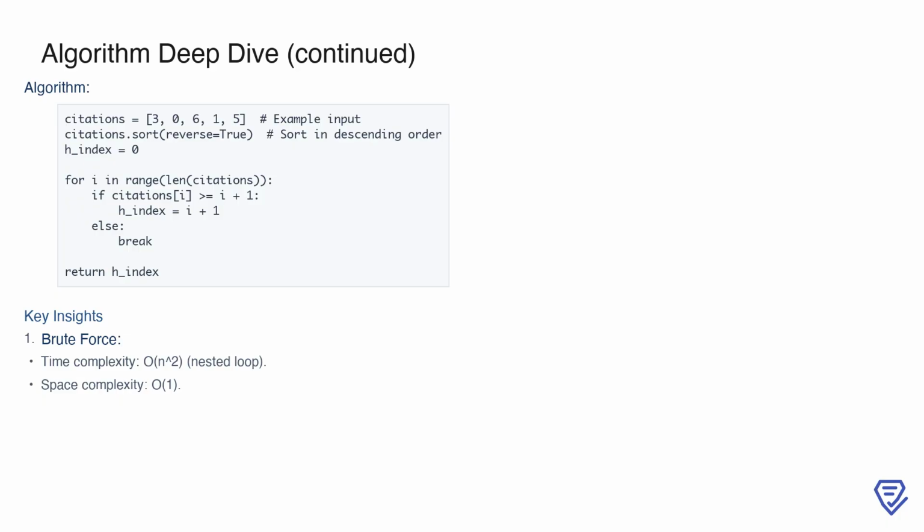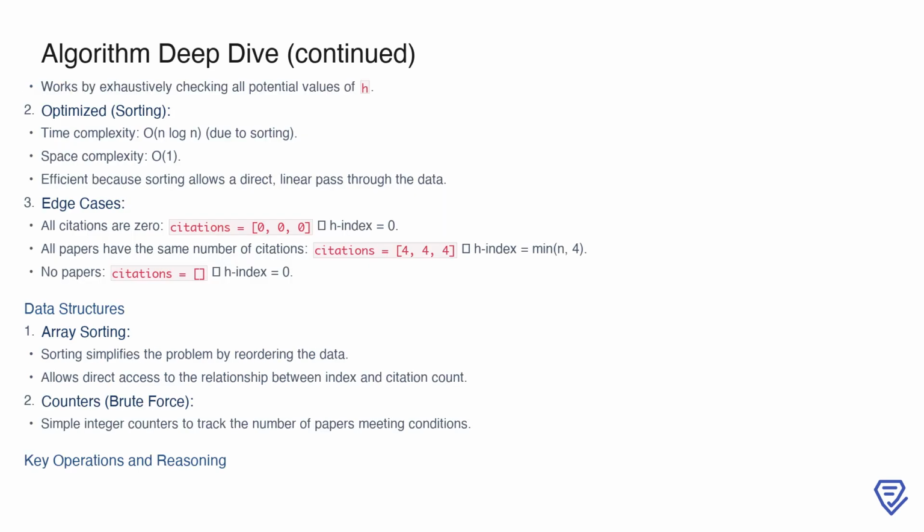This method ensures that we only perform a single pass through the array after sorting, significantly reducing the computational complexity compared to the brute force approach. The sorted array reveals the relationship between the number of papers and their citation counts directly, making it easier to calculate the h-index efficiently. To compare the two approaches, the brute force method has a time complexity of O(n²) due to its nested loops, while the optimized approach has a time complexity of O(n log n) because of the sorting step.